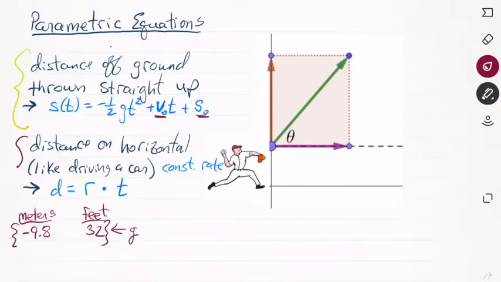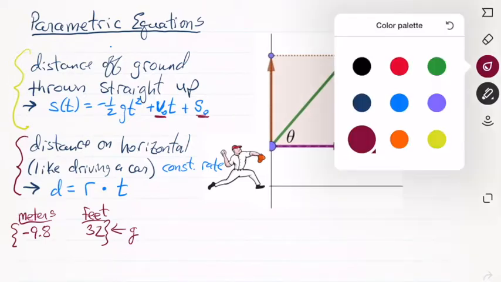A formula probably older than that is distance equals rate times time. This is kind of like if you're driving a car at a constant speed, you can tell how far you've gone depending on how long you've been driving. So using these two ideas, we can break apart this information.